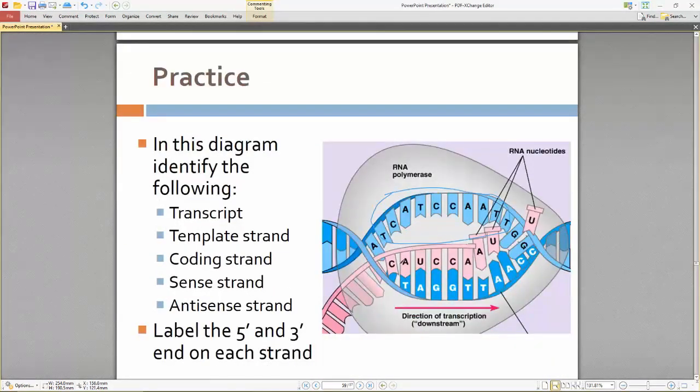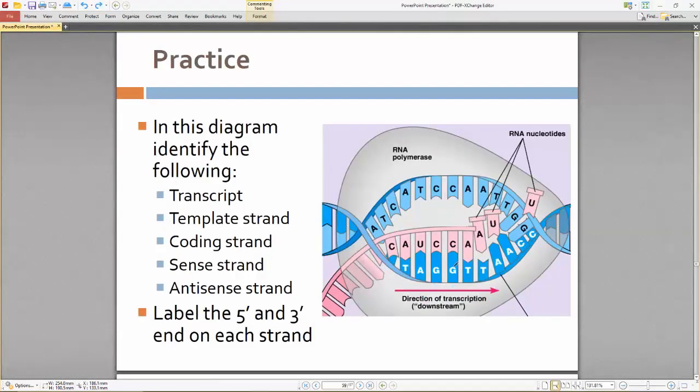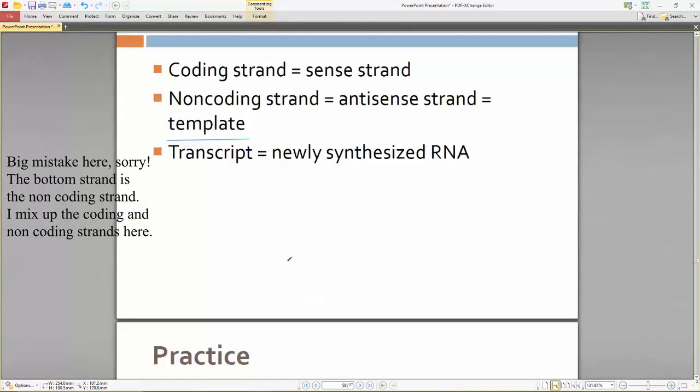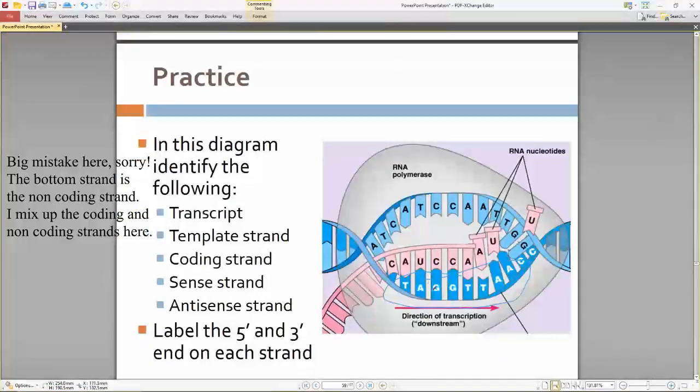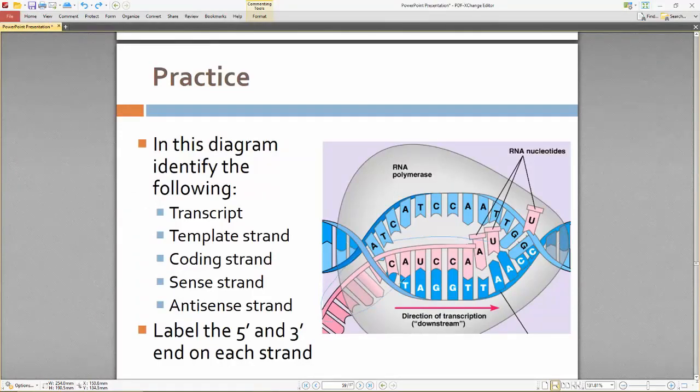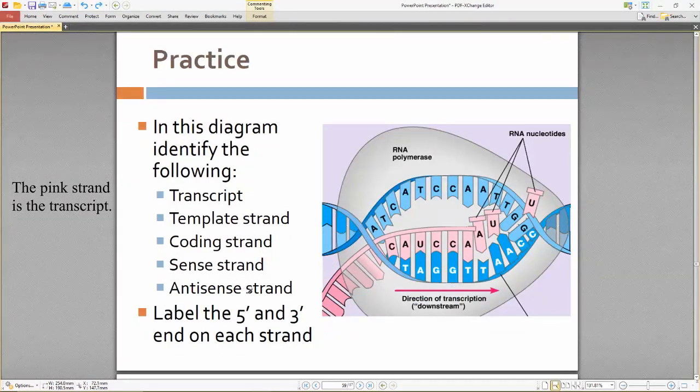Right, good job. What is this bottom blue strand? Good. Coding strand, also called the sense strand. And this pink. Yep. Can you guys name 5 prime and 3 prime? So over here, would this be the 3 prime end of the transcript or the 5 prime end of the transcript?